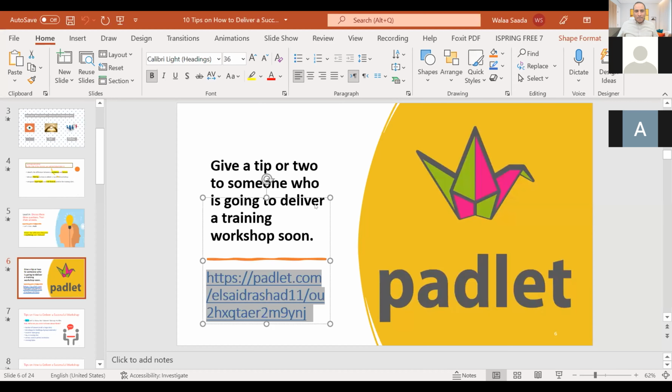I will show you again. Here are the instructions. Give a tip or two to someone who is going to deliver a training workshop. I want you to think, make up your mind, come up with some ideas. You're an expert trainer or lecturer. I want you now to give one piece of advice or two pieces of advice to someone who is not a trainer yet and is going to provide some training. Now, click the link in the chat box and give us one tip or even two.